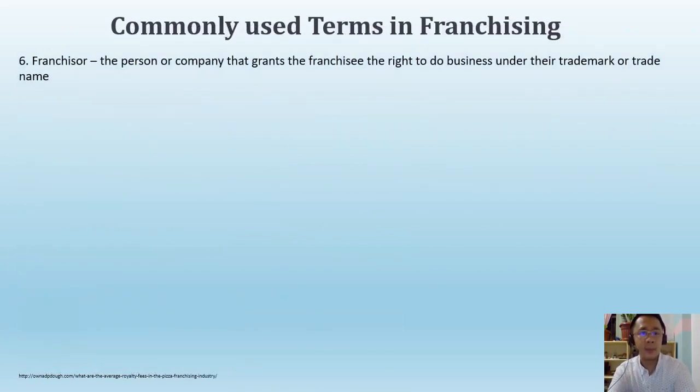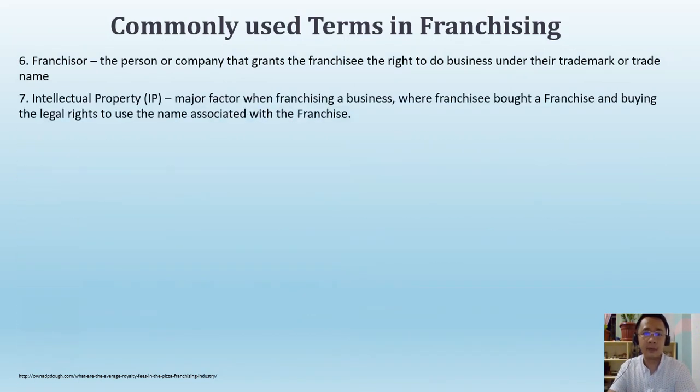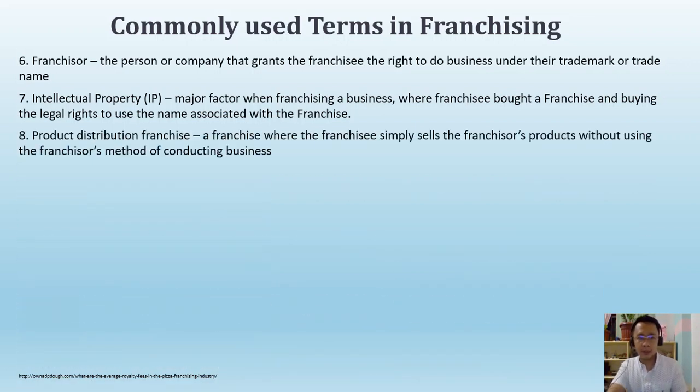The franchisor is the person or company that grants the franchisee the right to do business under their trademark or trade name. Intellectual property is the major factor when franchising a business, where franchisees are buying the legal rights to use the name associated with the franchise. Product distribution franchise, a franchise where the franchisee simply sells the franchisor's products without using the franchisor's method of conducting business.